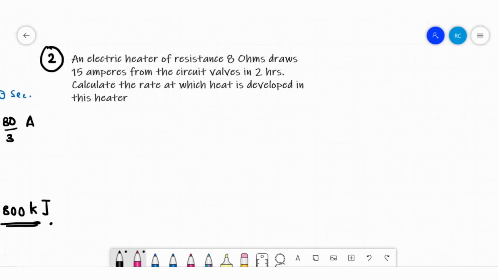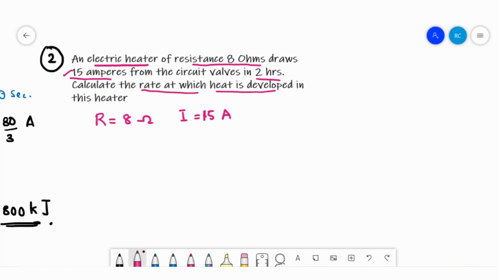So the device is an electric heater. Its resistance is given as 8 ohms and it draws 15 amperes, this is the current, from the circuit in 2 hours. So we need to calculate the rate at which heat is developed. So R is equal to 8 ohms and it draws 15 amperes, which means that is the current. I is equal to 15 amperes.